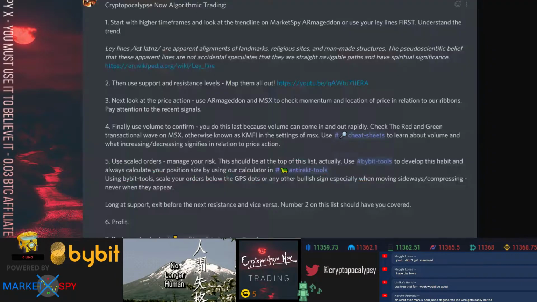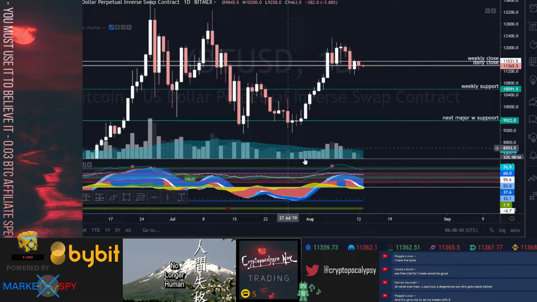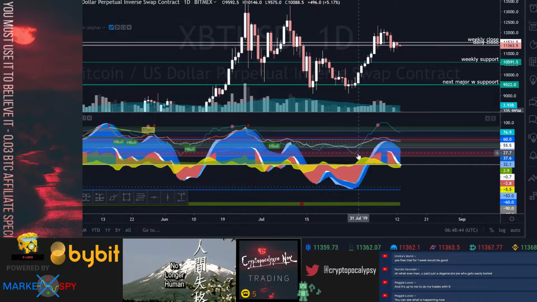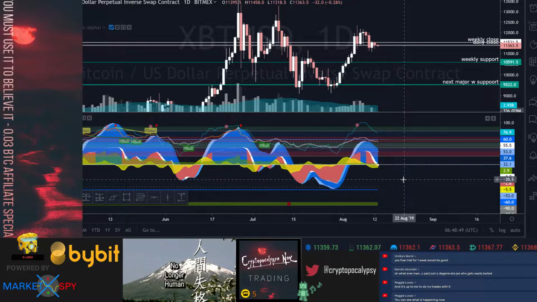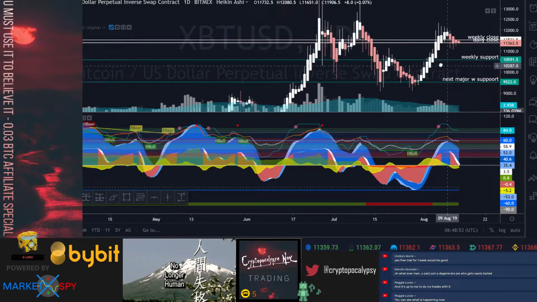Next, we're looking at the price action. Armageddon and MSX can check the momentum and location of price in relation to our ribbons, for example. Pay attention to the recent signals. So this is a good time to finally take a look at MarketSpy down here and see what is going on. I would like to mention that on the daily, for example, let's go back to Heiken Ashi.